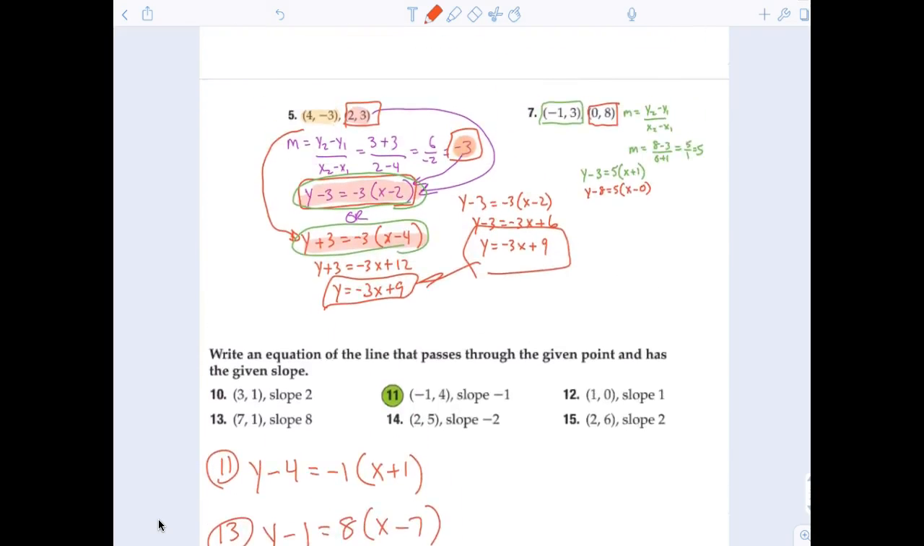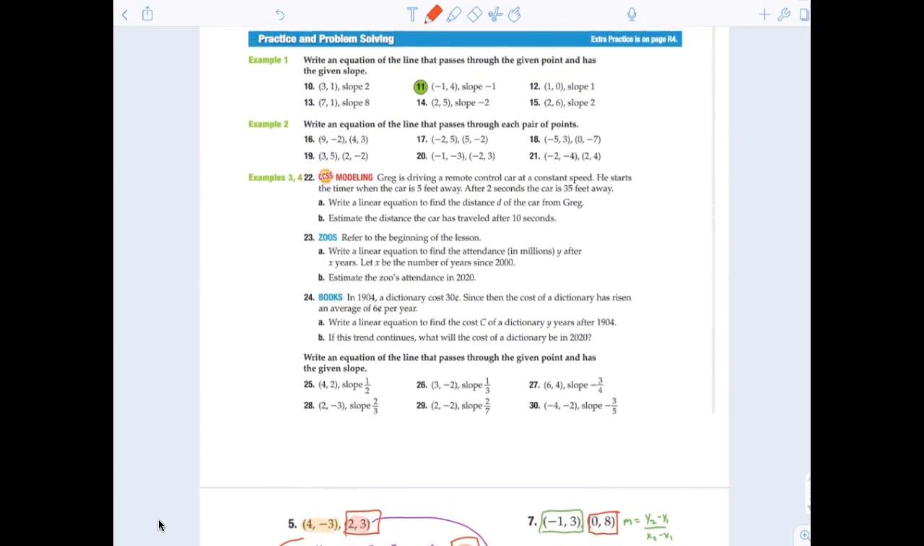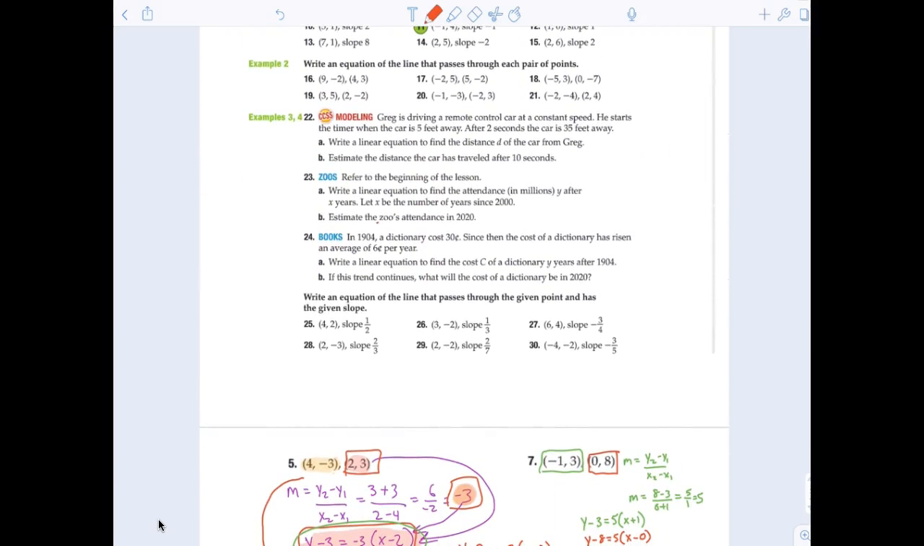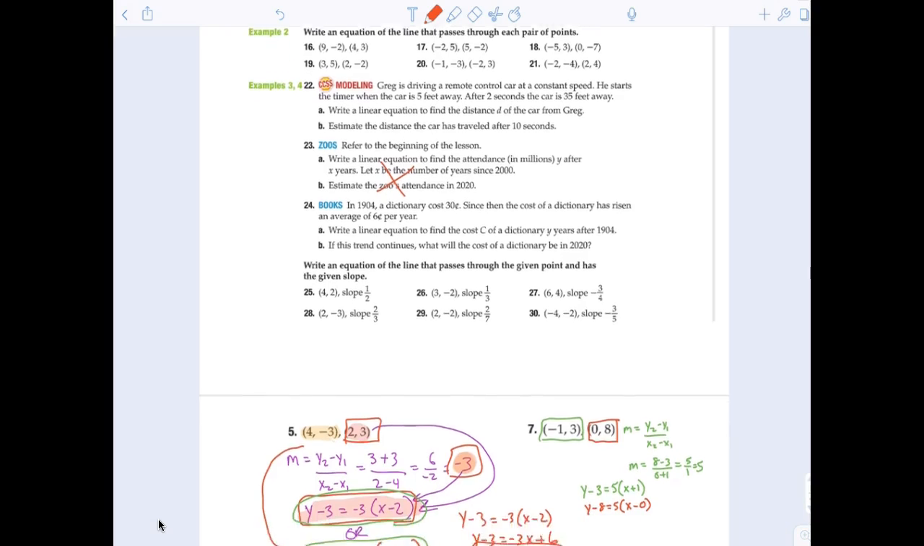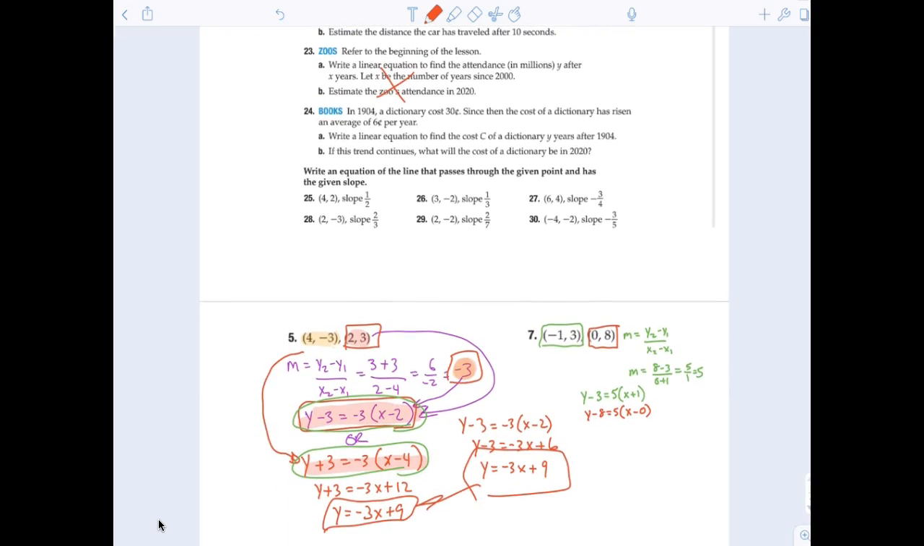All right, let's go back and see if there's anything else. 23, I don't worry about 23. All right, so here we go.